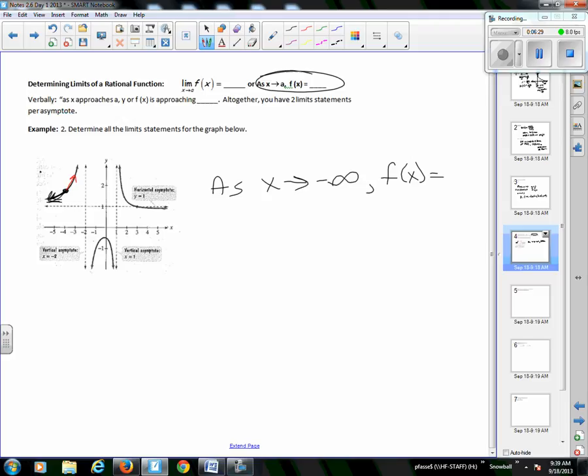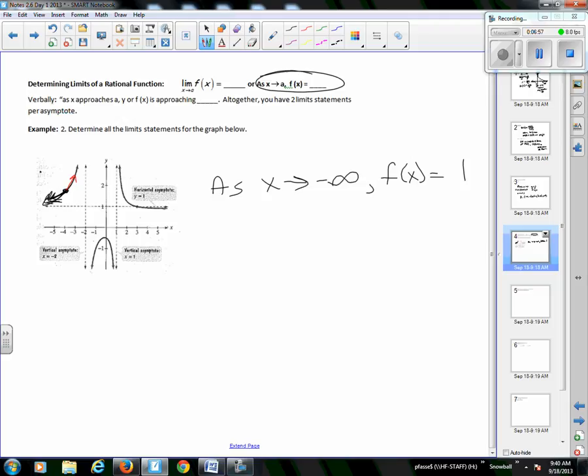So as we move to the left, we're going down. But we have a horizontal asymptote. So what's going to happen to the graph? As we talked about, it's going to flatten out, correct? And it's going to get closer and closer, but never reach what value? 1. So as x goes to the negative infinity, the y value is getting closer and closer to, but never reaching 1. Remember, what f of x equals is not what it equals, but what it's approaching.